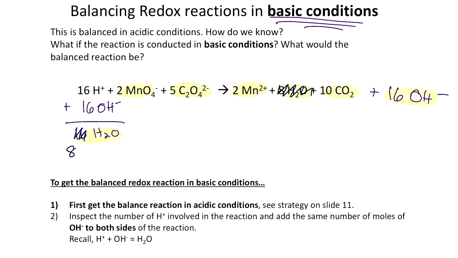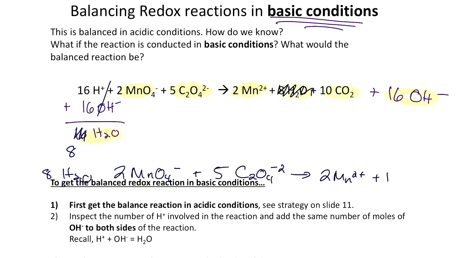And so the full balanced reaction here would be 8 H2Os, because this all cancels. 8 H2Os, 2 permanganates, plus 5 oxalates gives us 2 manganeses plus 10 CO2s plus 16 hydroxides. So our balanced reaction is a little bit different, right? What's interesting here is that the stoichiometry between manganese and oxalate remains the same. We just now have hydroxide in the balanced equation instead of H+, right?